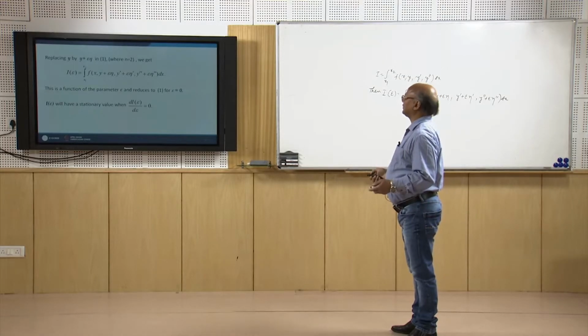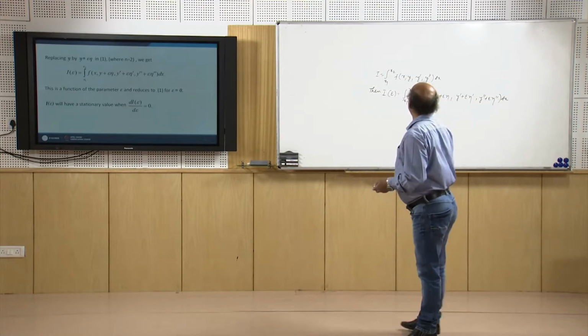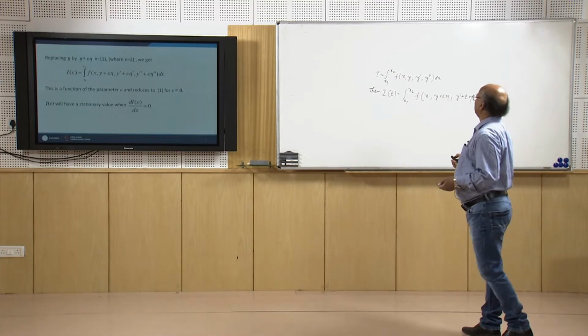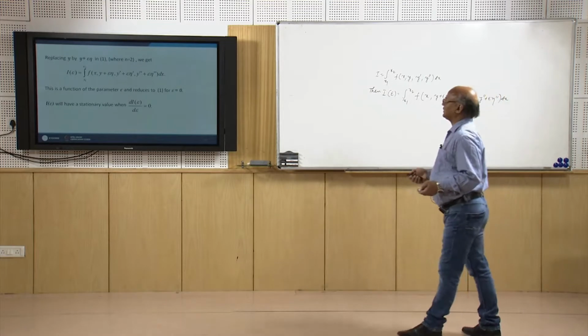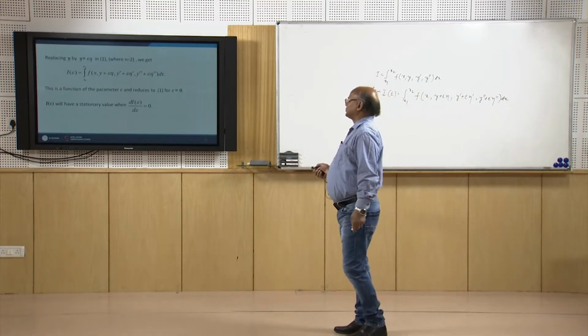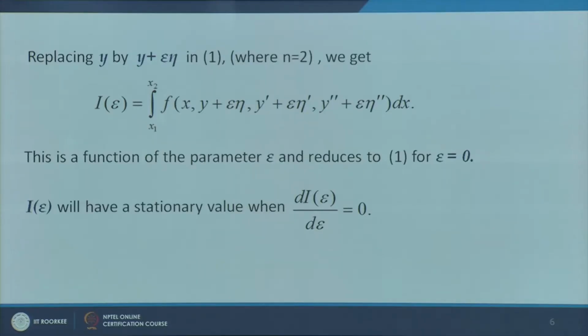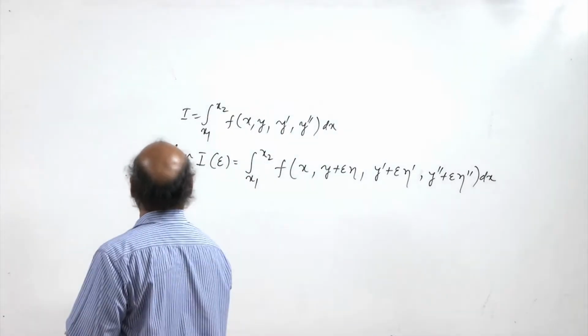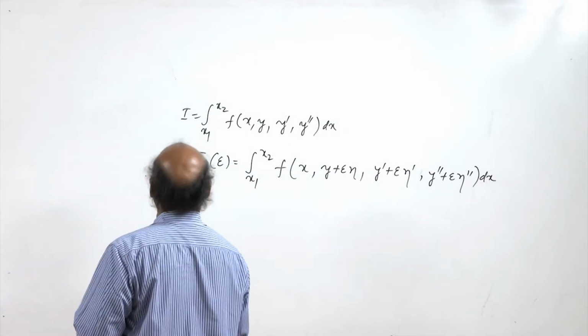Now this is a function of the parameter epsilon and you can see here when epsilon is equal to 0 this I becomes the given I. So I(epsilon) reduces to the given I for epsilon equal to 0. Now this I(epsilon) will have a stationary value provided dI over d epsilon is equal to 0. So let us differentiate it with respect to epsilon by using the Leibniz rule.